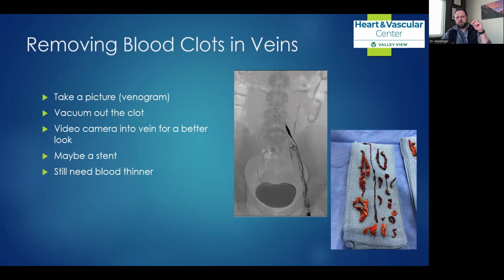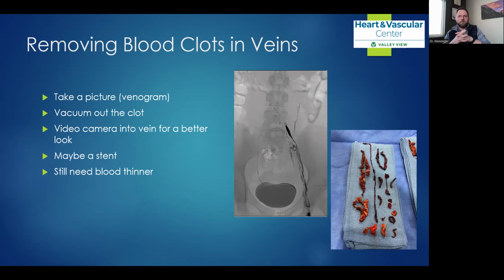We then placed a video camera into the vein called intravascular ultrasound, and we were able to evaluate the vein to determine that it was no longer a nice circular tube, but rather a flat pancake. And that compression in the vein had contributed to this patient developing a blood clot in the vein. We were able to place a hollow metal tube or a stent into the vein to open it up and improve flow.